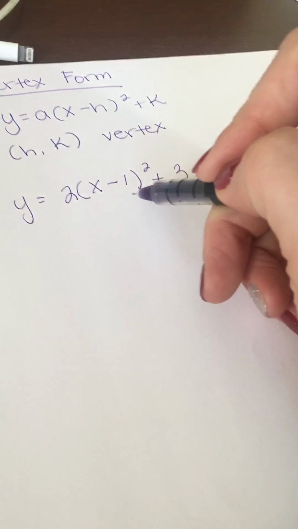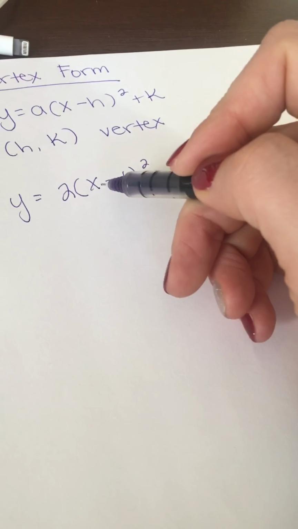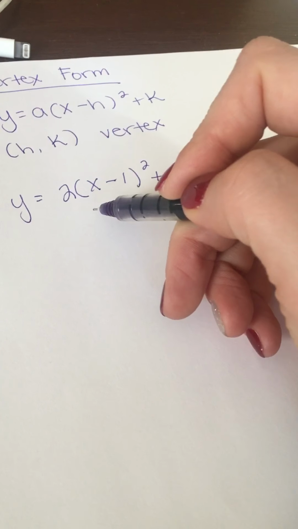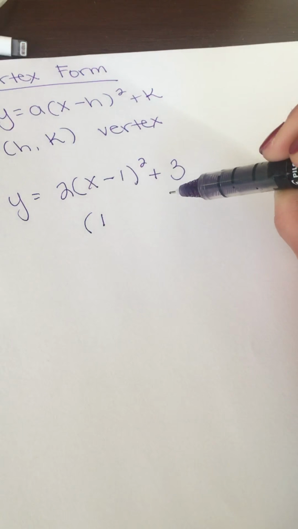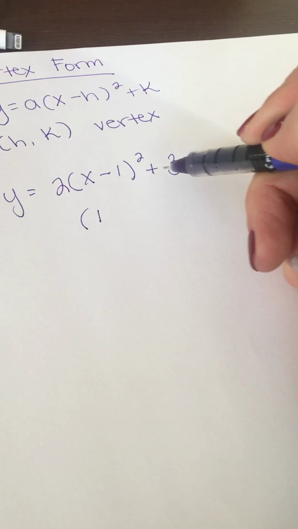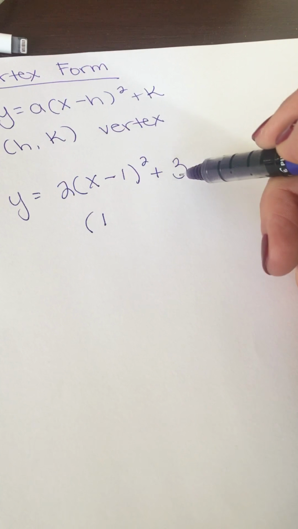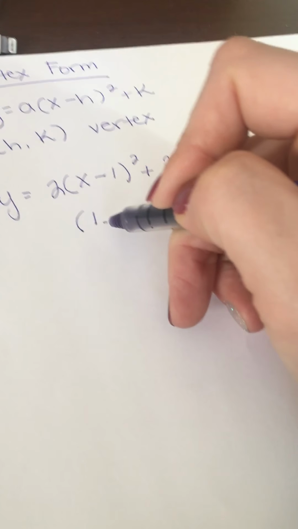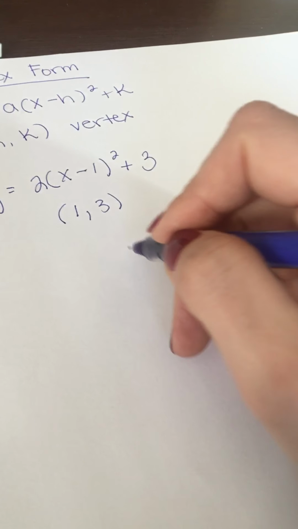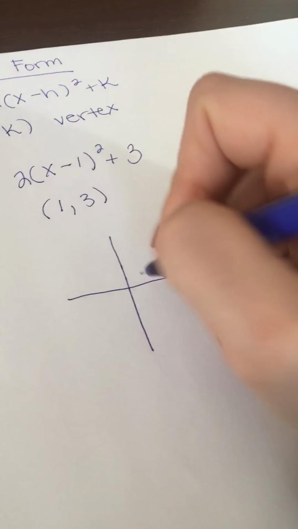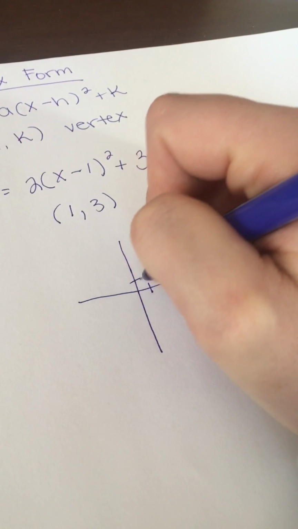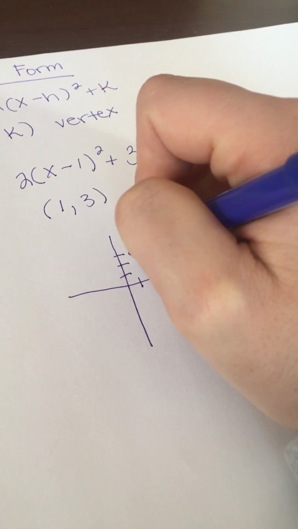So now remember, whenever you're looking in the parentheses, it's the opposite. So if it's x minus 1, then the x coordinate of the vertex is 1. And then whatever it is outside, if it's plus 3, then it's positive 3. If it were minus, then it would be a negative. So (1, 3) is my vertex. So the first thing you do is graph your vertex. X is 1, 1, 2, 3 is your y.